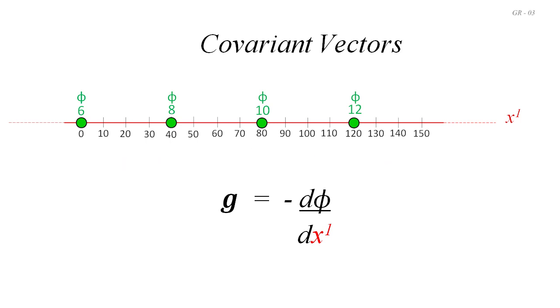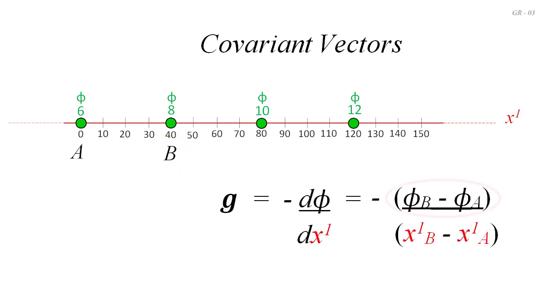Now, the fact that the field g is a constant in this situation means that we don't need to bother about doing a differentiation to work it out from phi. The constant field means that we can take any 2 points, say a and b, and we can write the field like this: minus phi b minus phi a over x1b minus x1a. The change in the potential between the 2 points divided by the change in displacement, with a negative sign added, of course.